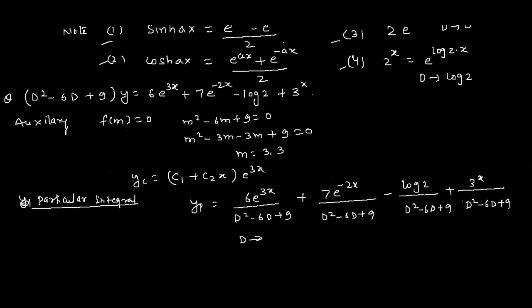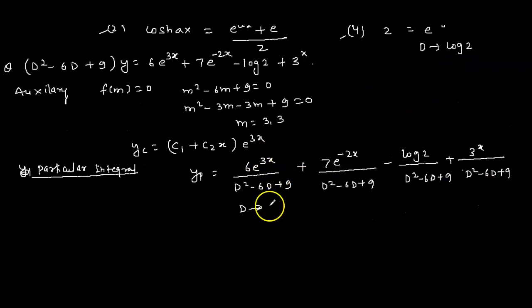D replace with a. So here a is 3. D replace with 3. Here d replace with minus 2. Sir, will it be e power 3x instead of 3x? It will be e power 3x. So yeah, that e power of 3x means e to the power of x format is given.